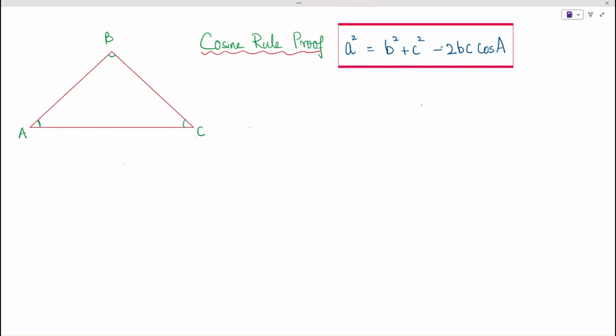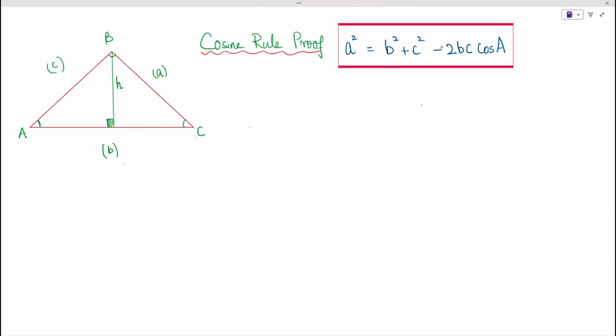And these will all be in uppercase. Now we will label the sides opposite the angles A, B, and C, but they will all be in lowercase. And now we will draw a vertical line from B down to the base, perpendicular to the base, and we will call this line h.